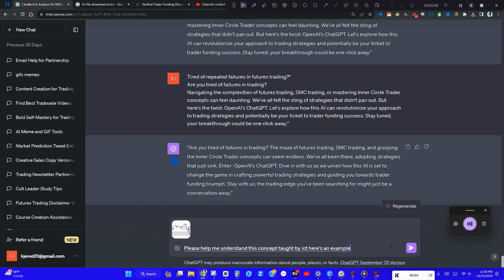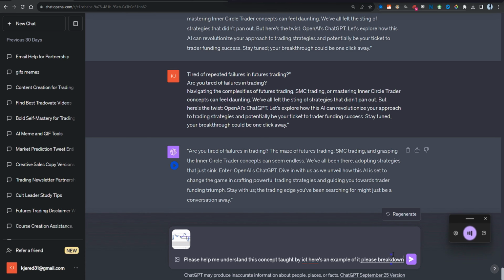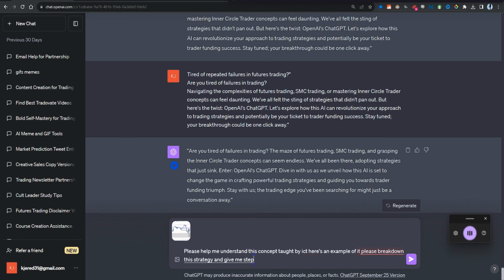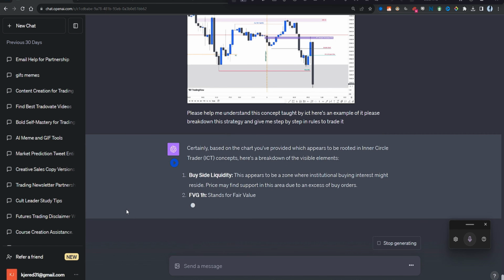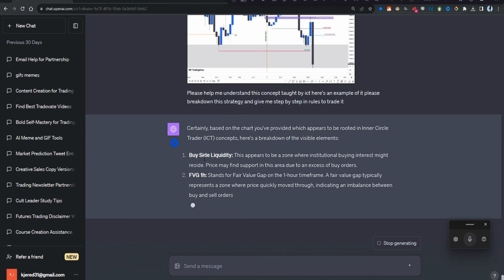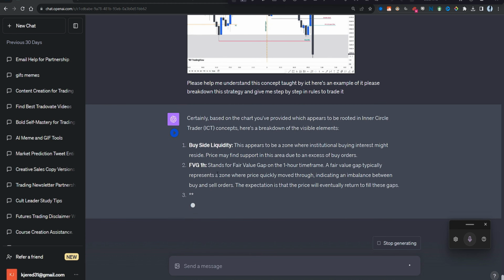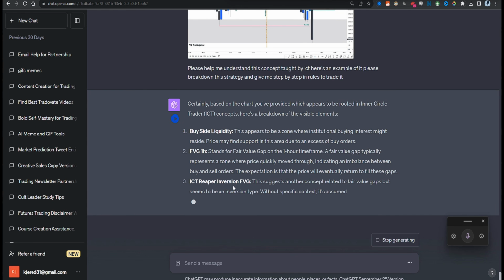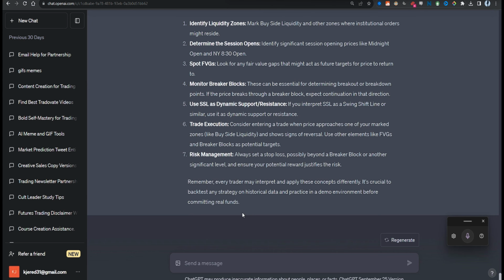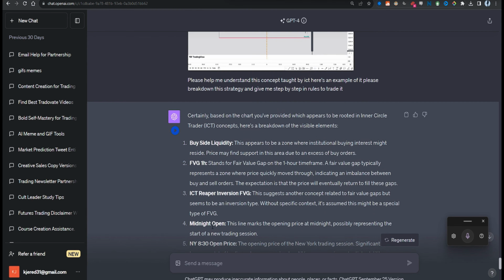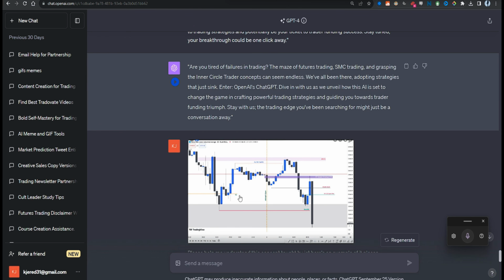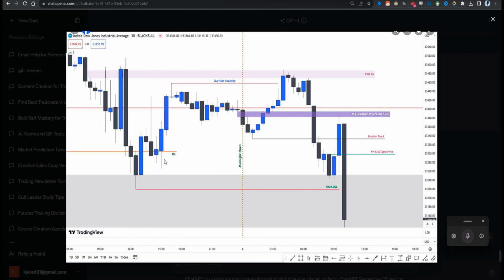Here's an example of it. Please break down this strategy and give me step by step. All right, now I'm gonna go ahead and press enter here and we'll see what it says. It immediately starts breaking down everything: buy side liquidity, fair value gap, 1 hour, ICT Reaper inversion, fair value gap. This is just one of the many ways you can use it, but this is the game changer for traders, because before we couldn't really give the AI specific examples. You could kind of explain it to them, but it didn't really help all that much.